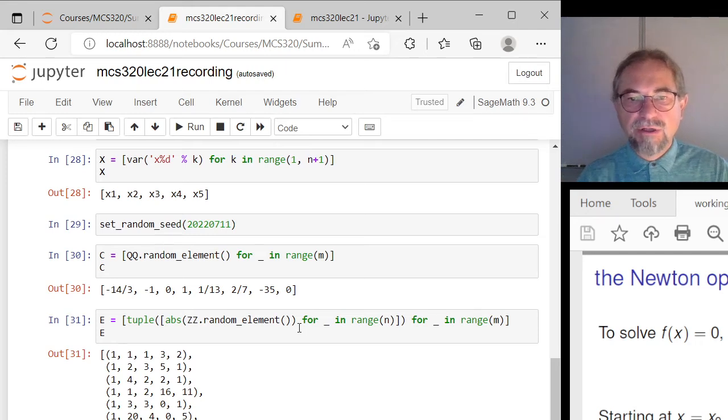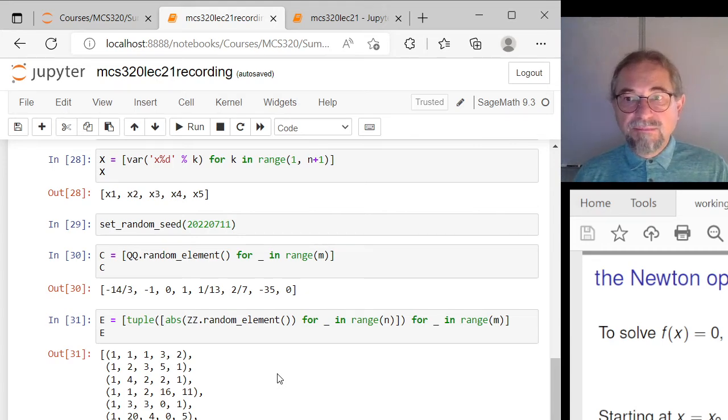So the outer loop went over the m, the same m, that is 8 for the number of coefficients. The inner range went over the number of variables. And there were many brackets, so the bracket around the list comprehension converts to a tuple.